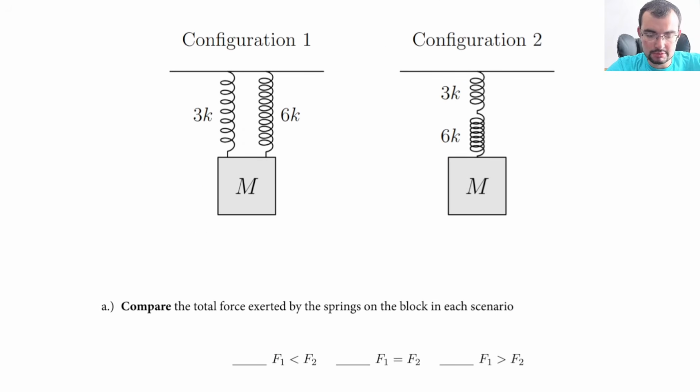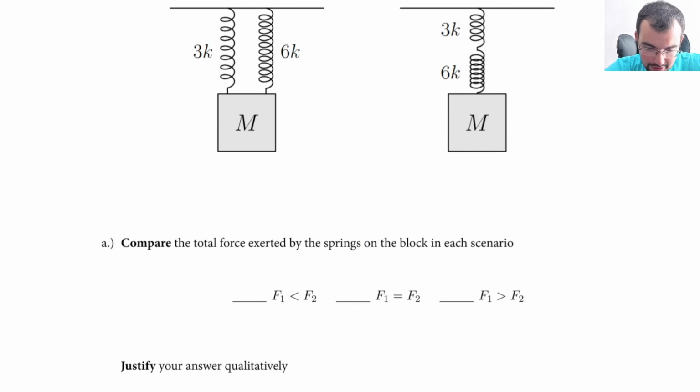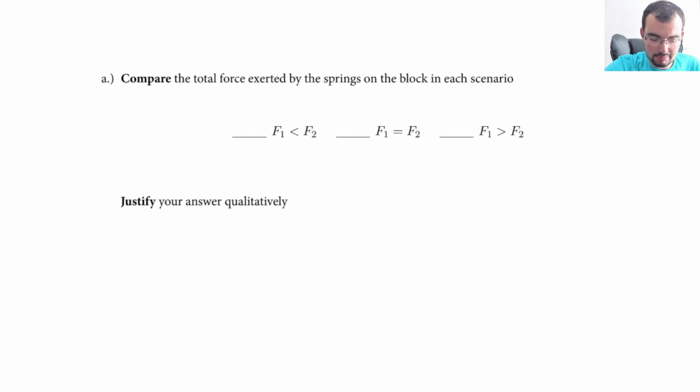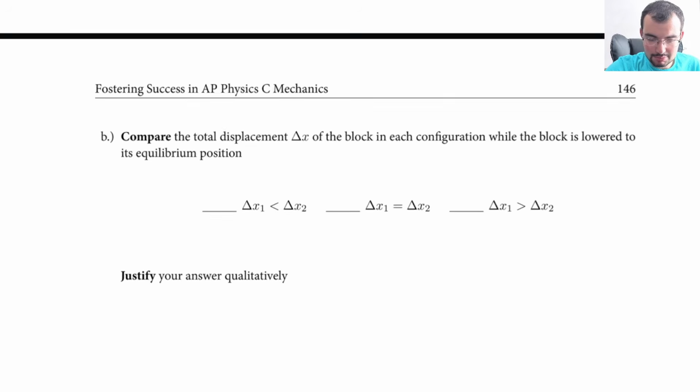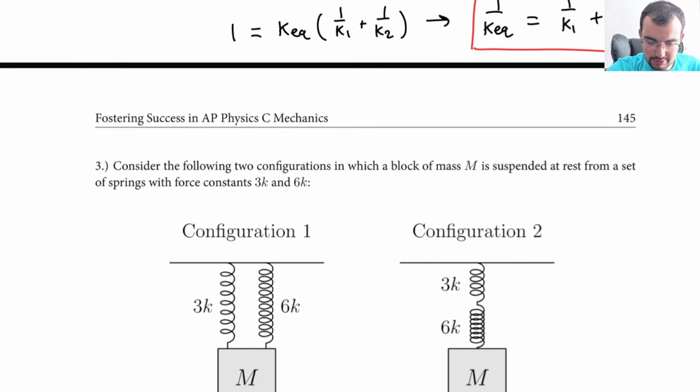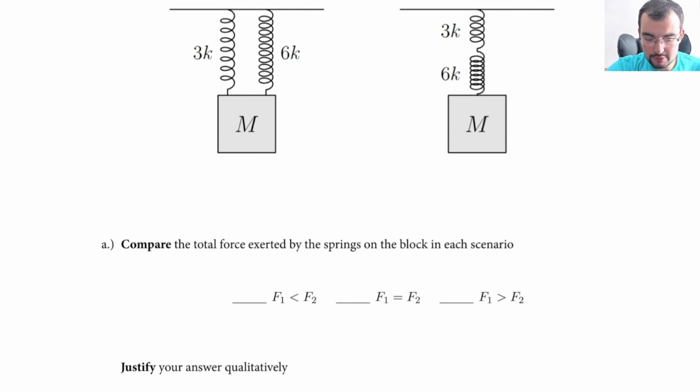But just to conclude, we'll do a little maybe QQT. I mean, everything I do is a QQT. So, all right, we have two configurations. We have 3K and 6K attached to the same mass, and we want to compare the total force, total displacement of each block, spring constant, and some extension ratios. Okay. So, first we want to compare the total forces exerted by the springs on the block in each scenario.